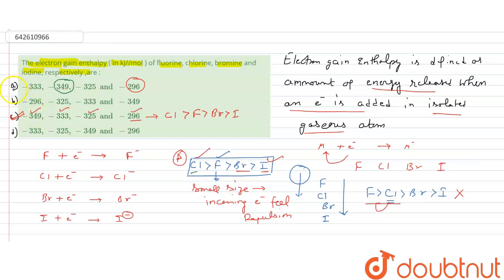Now we can see that in options A, B, and D the data is not matching. Chlorine belongs to 349, fluorine belongs to 33, and bromine and iodine belong to their respective data, according to this order. So option C is the right answer, and options A, B, and D are wrong, because the data is not matching the correct order.